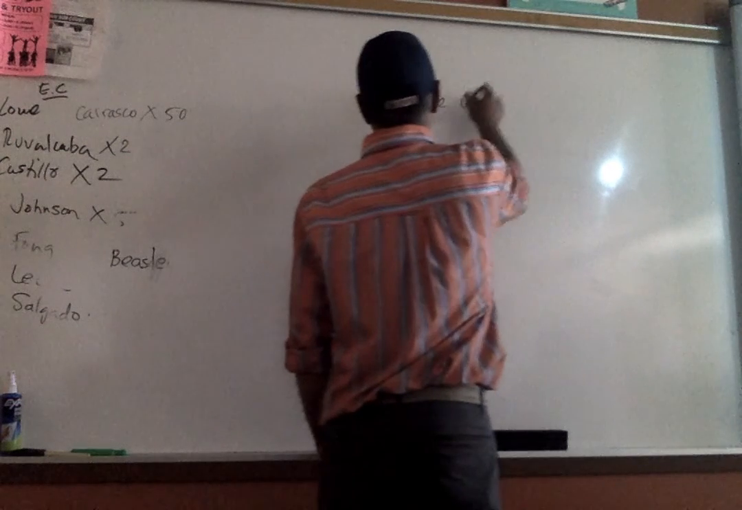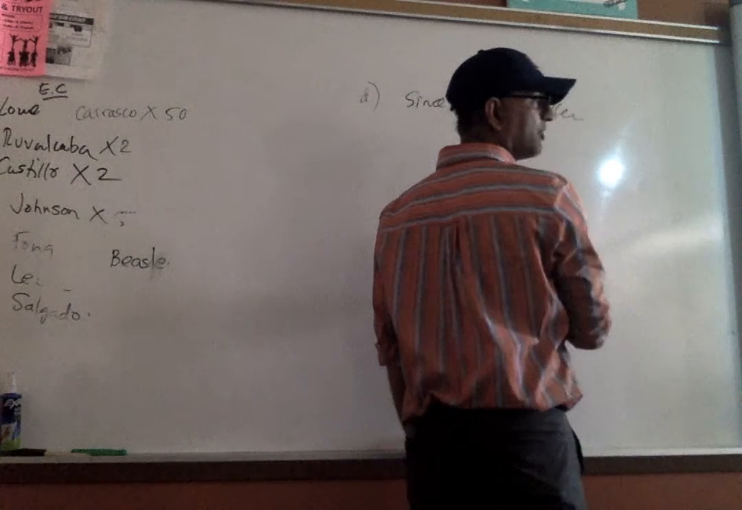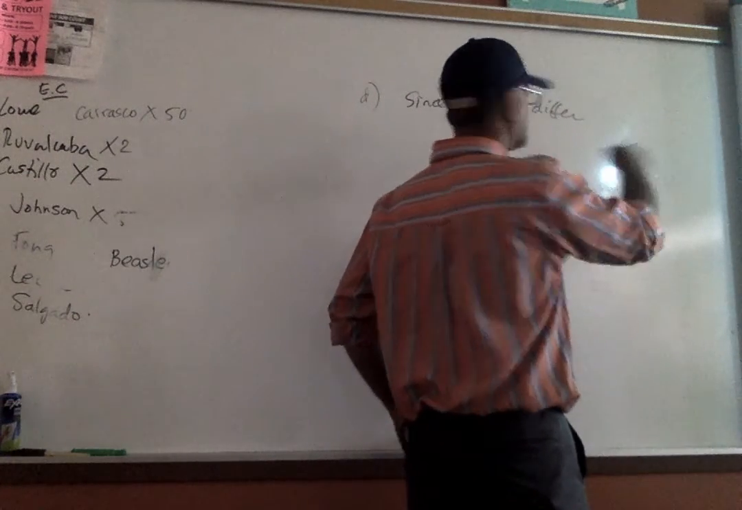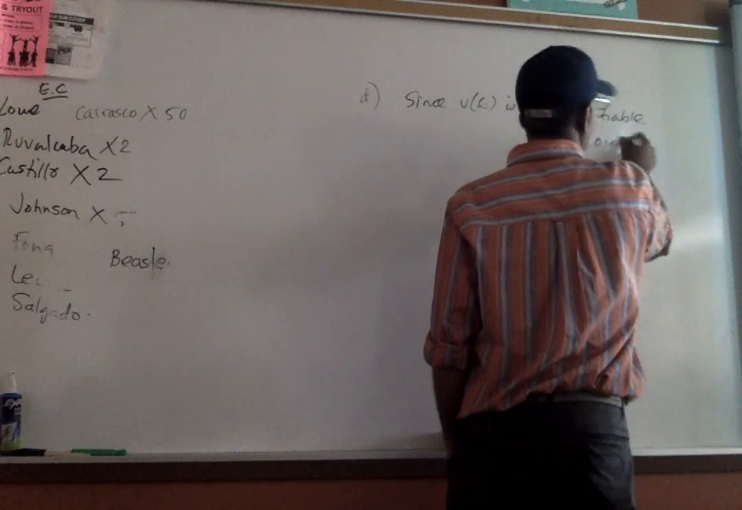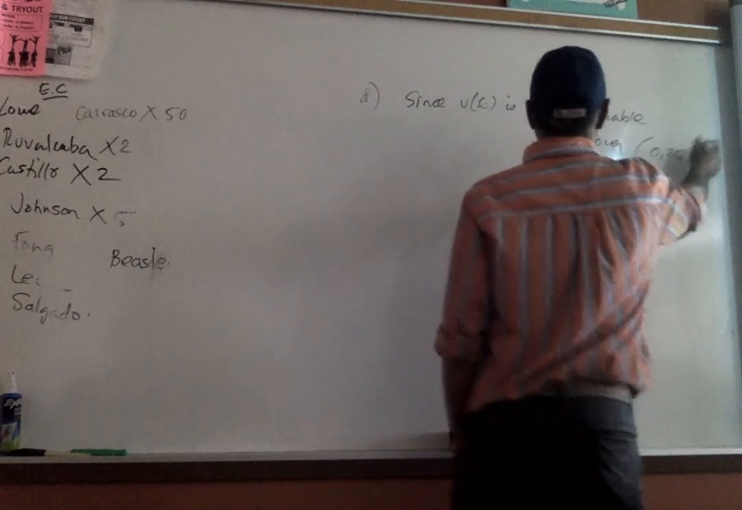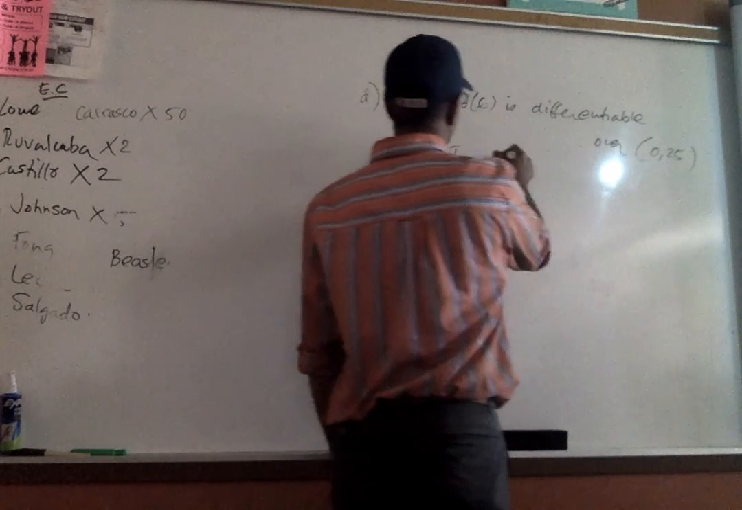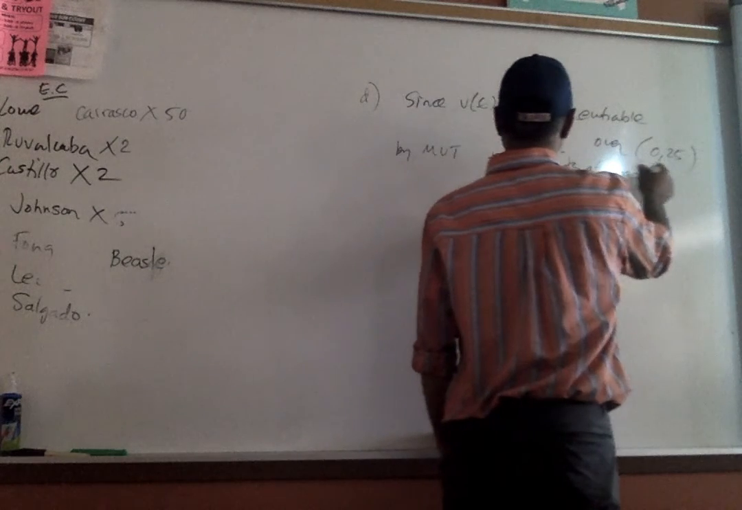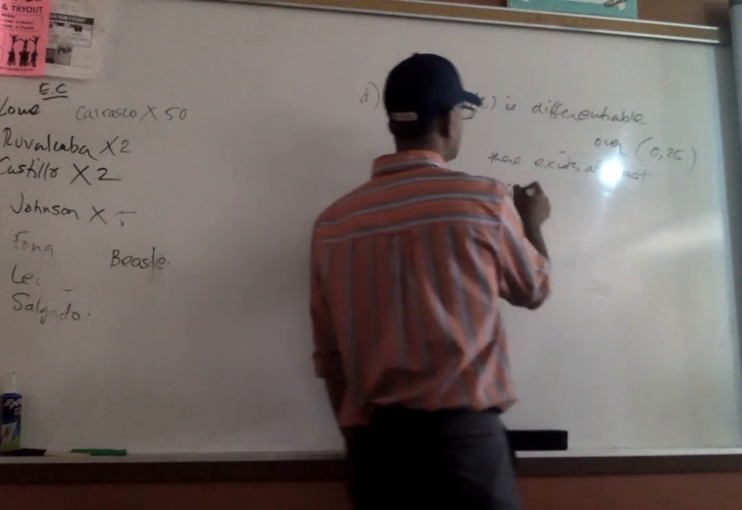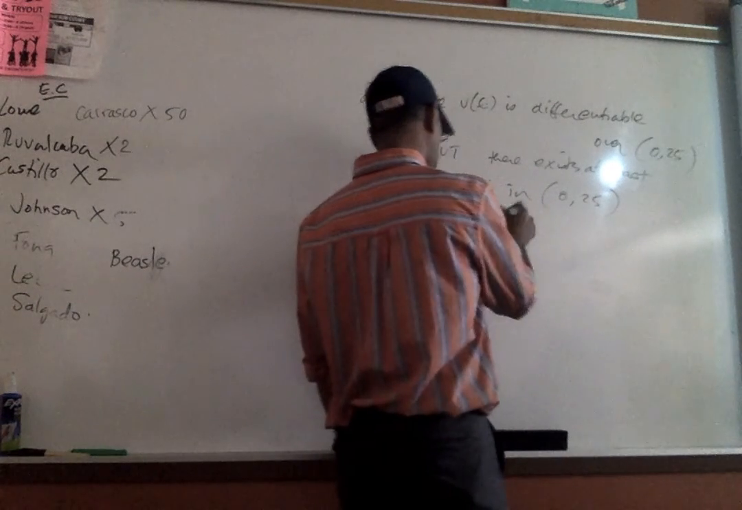Since V of t is differentiable. In case you say, how do we know, Rama? Remember, it says A of t is continuous. Differentiable over 0 to 25. I'm going to use parentheses. By MVT, there exists at least 1 t in the interval 0 to 25 such that MSEC equals M tan.